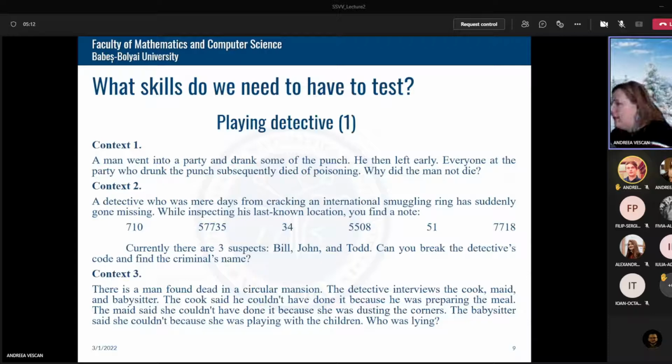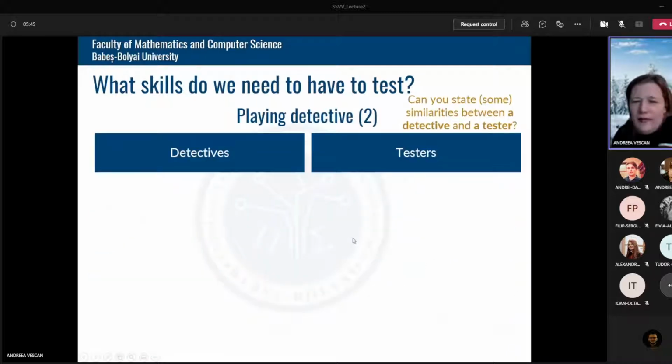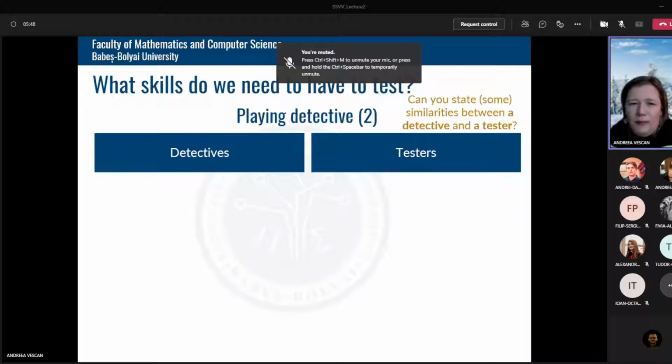Yes, so let's take Tudor this time. I think it's the maid, because it said it's a circular mansion, and she said that she's dusting the corners. Right, very good, Tudor. You are very good at identifying clues, thinking out of the box and finding solutions. So as you saw, there is maybe some relation between playing detective and, if you think about it, detectives and testers.